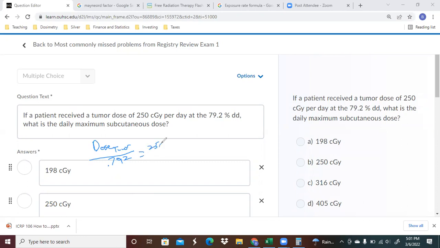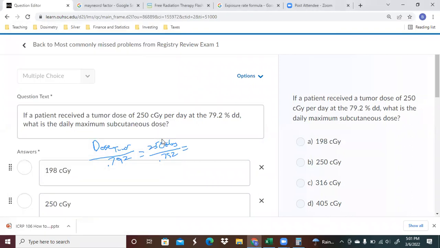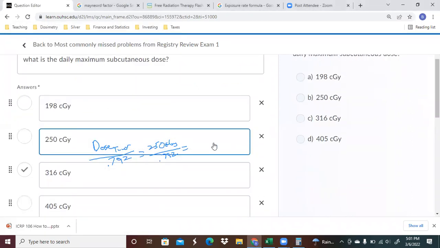So we've got 250 centigrade divided by 0.792. So we end up 315.65 or 316. It's essentially what we got here.